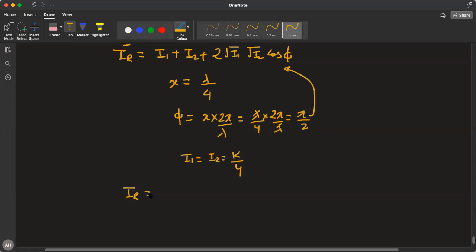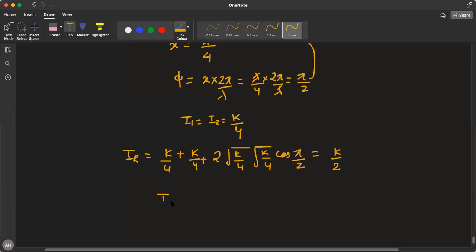Your resultant intensity will be k by 4 plus k by 4 plus 2 root k by 4 root k by 4 cos pi by 2. Cos pi by 2 is 0, so you get k by 4 plus k by 4, which is k by 2. So you get the resultant intensity as k by 2. So this is the resultant intensity, k by 2.